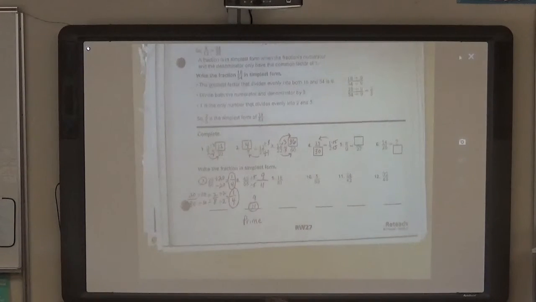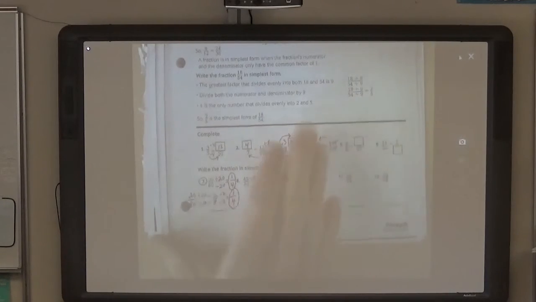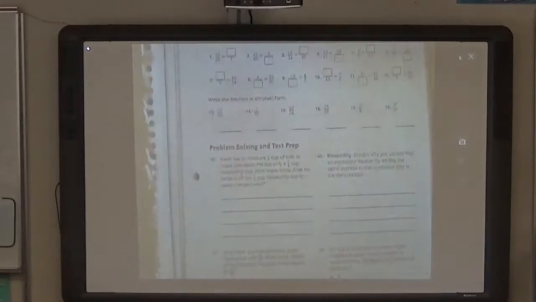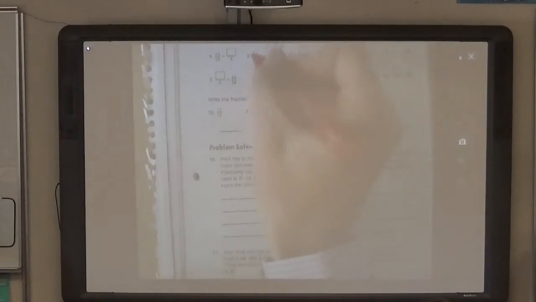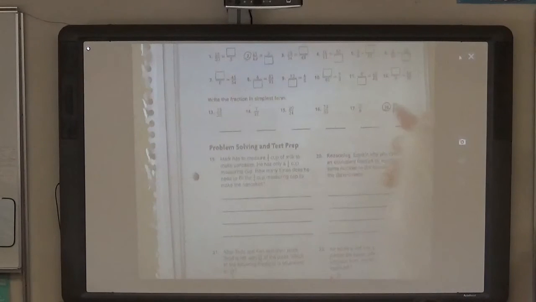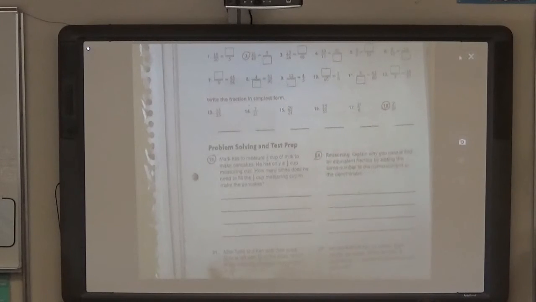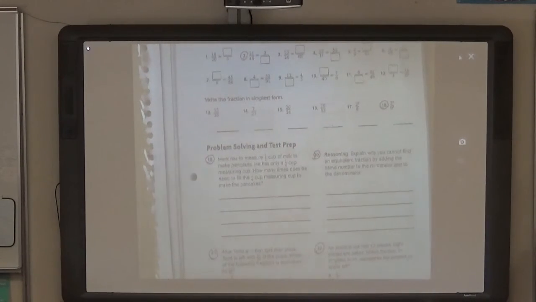On the back side, what do you have to do? Are there any questions about the process yet? Do you understand how to find simplest form? All right, let's go to the back side then. In your assignment, do the evens 2 through 18. And the bottom 4, problem solving. Okay? Okay. That's it. Yay, math. Okay, everyone.